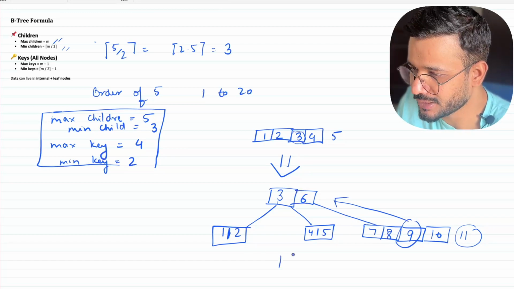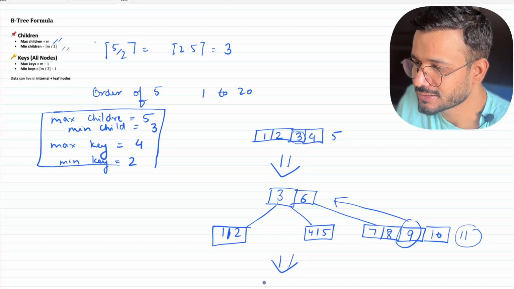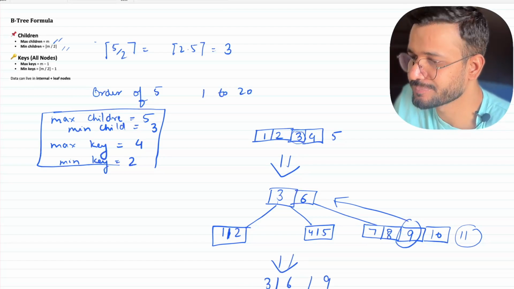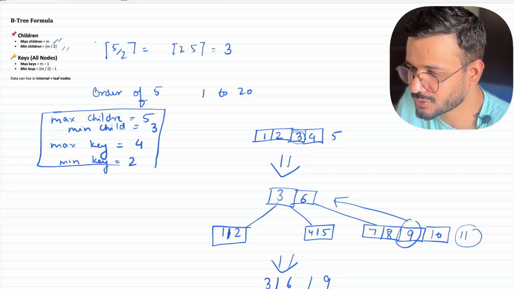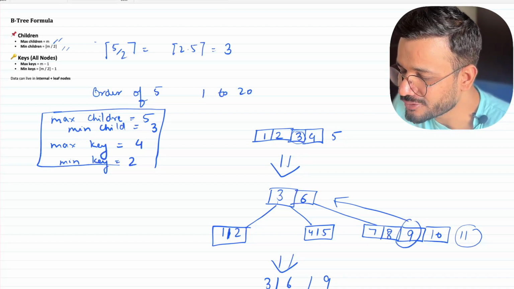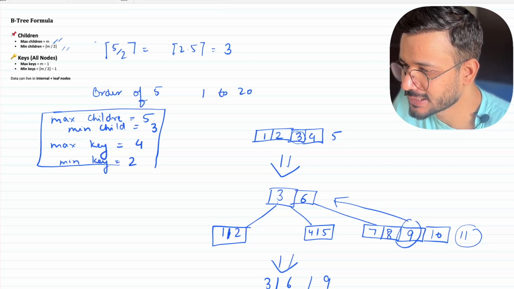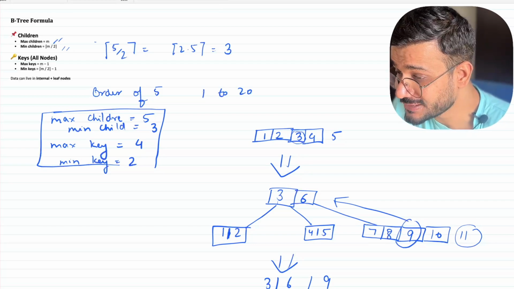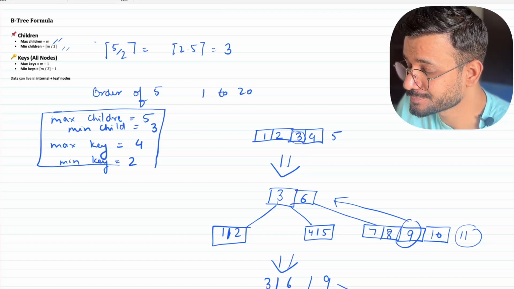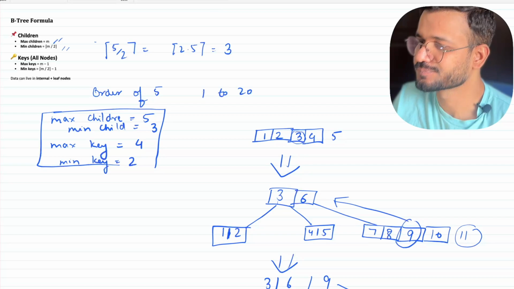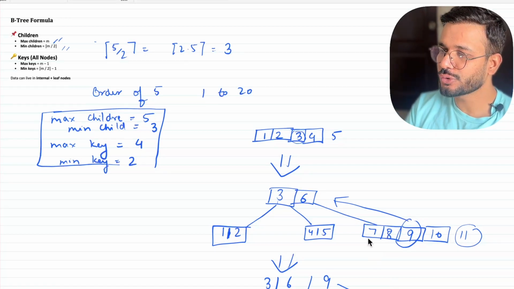So let me make the new table. It will be 3, 6, 9. We will have the children as 1, 2, the center children as 4, 5, children 7 and 8, 10, 11. These are the children which we have.